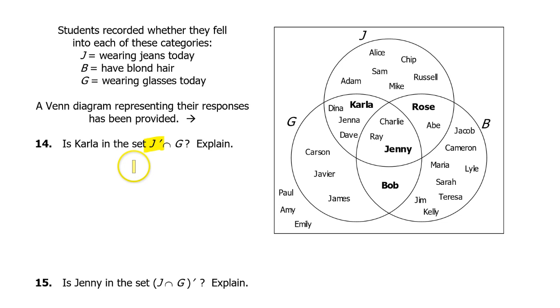Is that even true? Well, here's Carla right here. And you can see that Carla is, in fact, inside of circle J. So this is not true. Carla is not in the set not J, because that would mean that she's not inside circle J, and she actually is inside circle J.